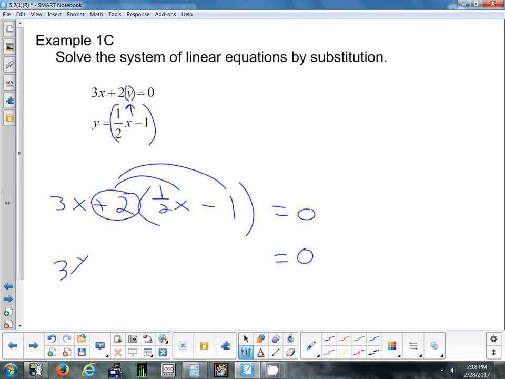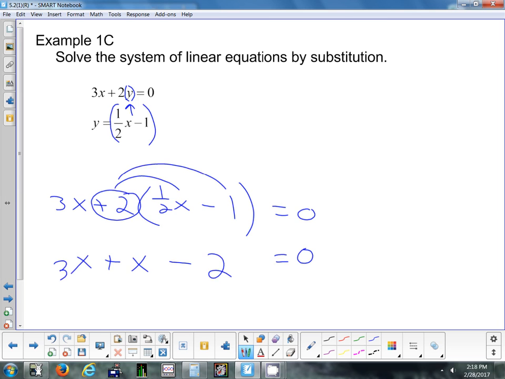3x, that's going to stay the same. What's 2 times 1/2 x? Josh? 1. 1 what? 1x. So instead of 1x, could I just put x? Yeah, it's the same thing. And then 2 times negative 1. Antonio? Negative 2.